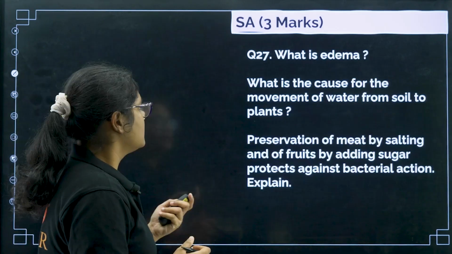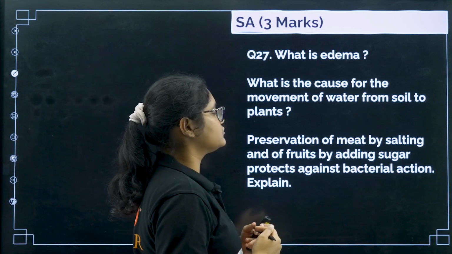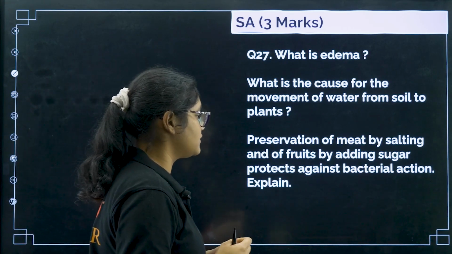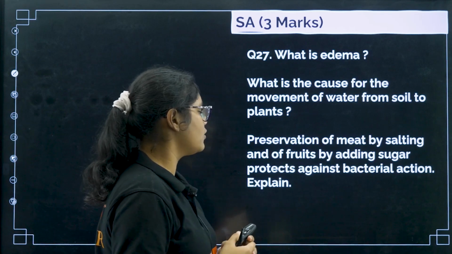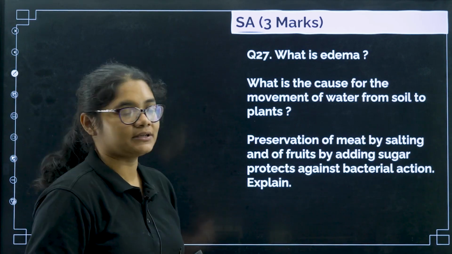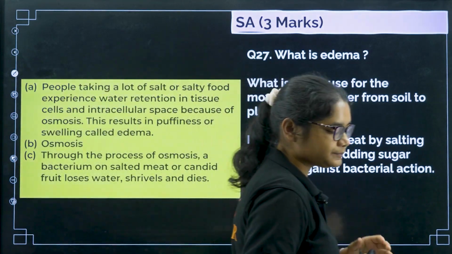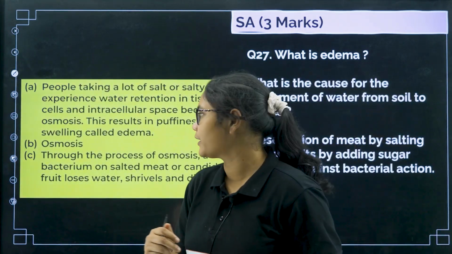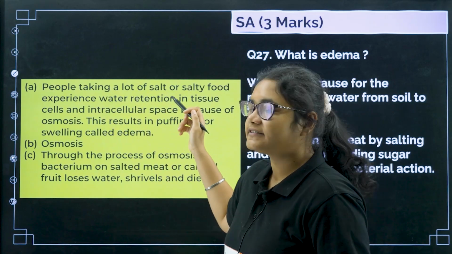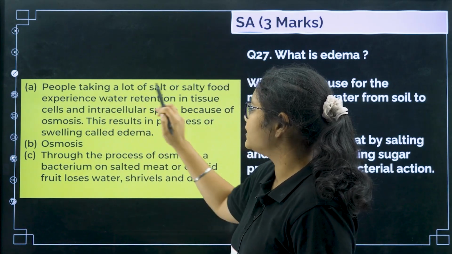Okay. Next, what is edema? What is the cause for the movement of water from soil to plants? Preservation of meat by salting and of fruits by adding sugar protects against bacterial action. Explained. So this is all about osmosis. So what is edema first? It is a medical condition. People taking a lot of salt or salty food experience water retention in the tissue cells.